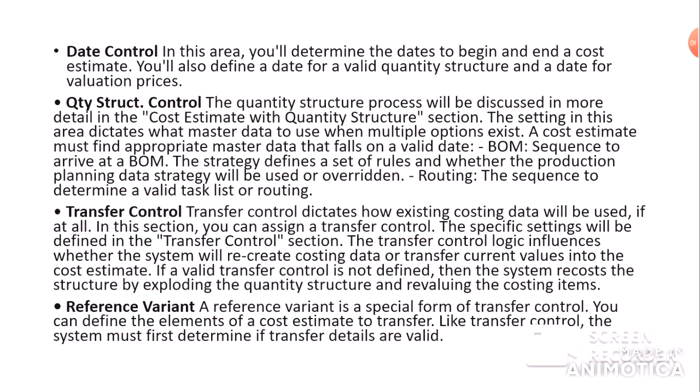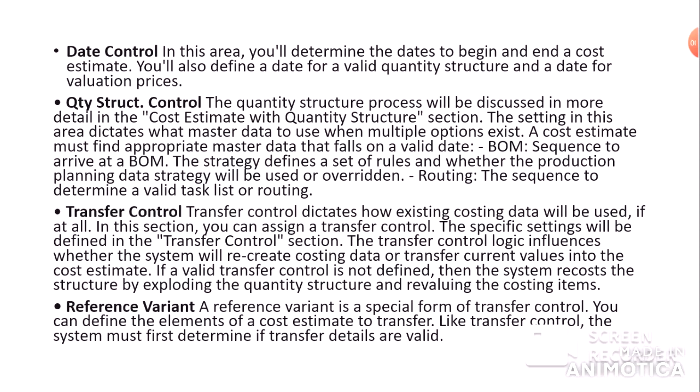the quantity structure control. The quantity structure process will be discussed in more detail in the cost estimate with quantity structure section. The settings in this area dictate what master data to use when multiple options exist. A cost estimate must find appropriate master data that falls on a valid date. BOM sequence to arrive at a BOM.